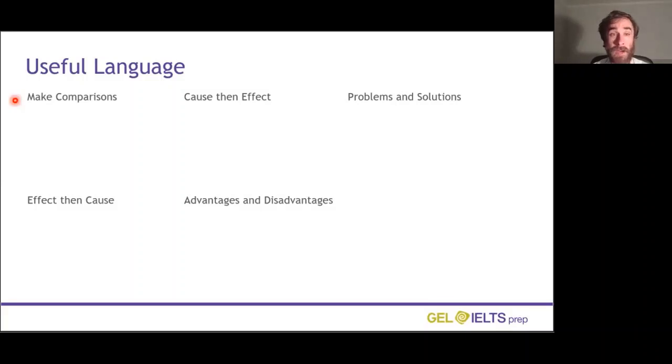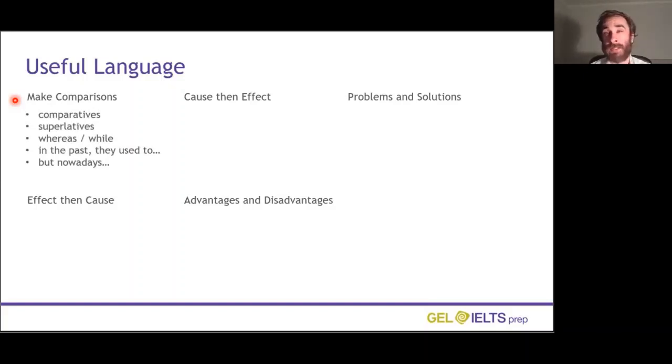So for making comparisons, we have comparative and superlative forms, like the most efficient, much better than, not quite as good as. Whereas and while for contrasting two things with differences. And then, of course, language to show the difference between today and the past. In the past, they used to do this, but nowadays we do this.